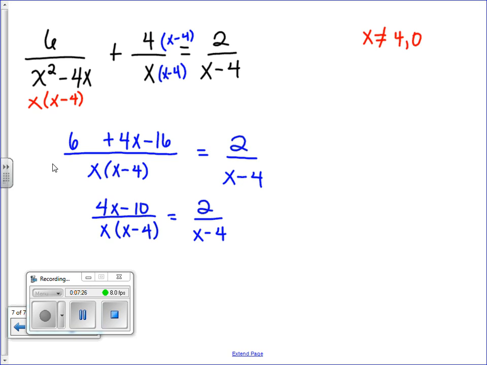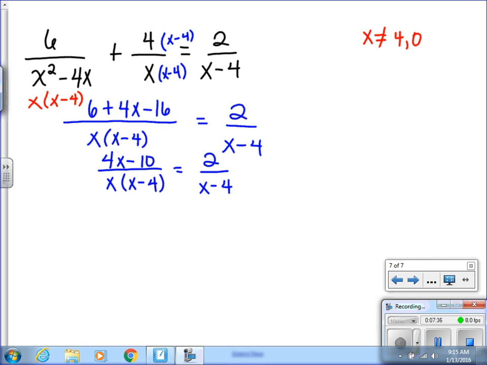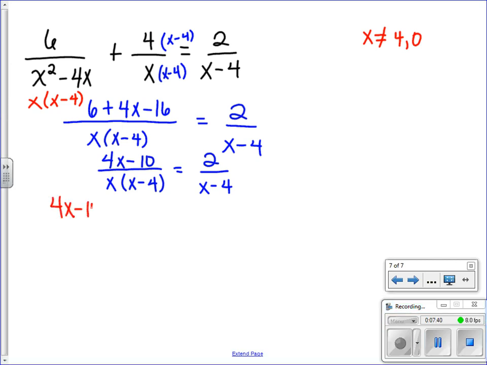Okay, now this right here is yesterday's work, right? Yep, everybody agree with that? Okay, so you can finish. So cross multiply: I have 4x minus 10 times x minus 4 and 2 times x minus 4. Alright? Okay.